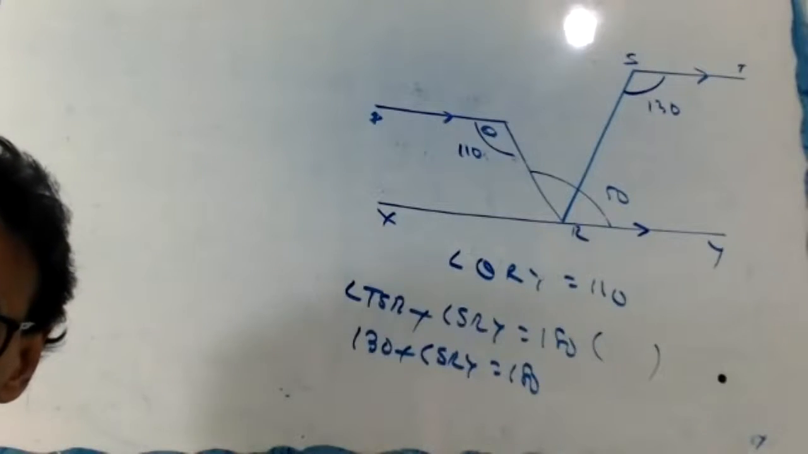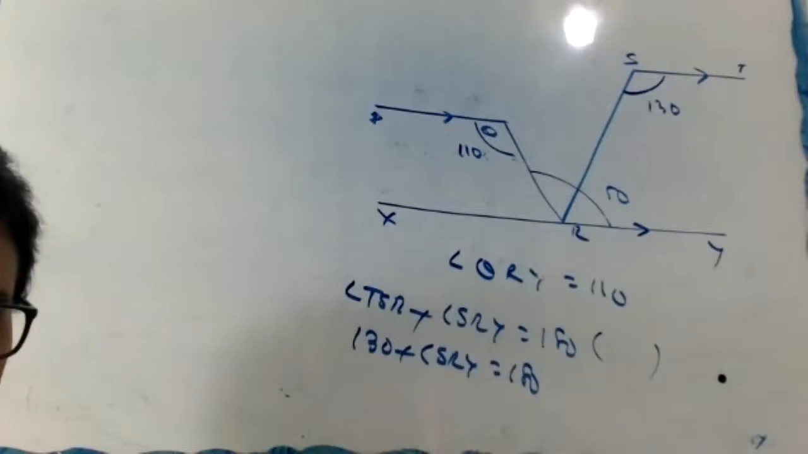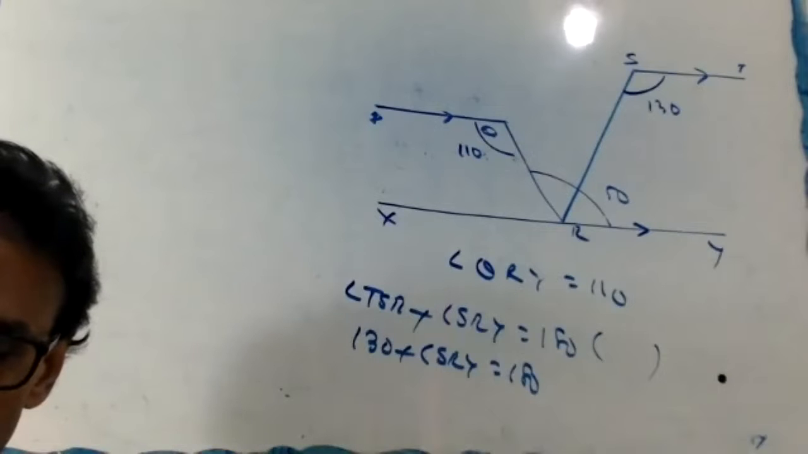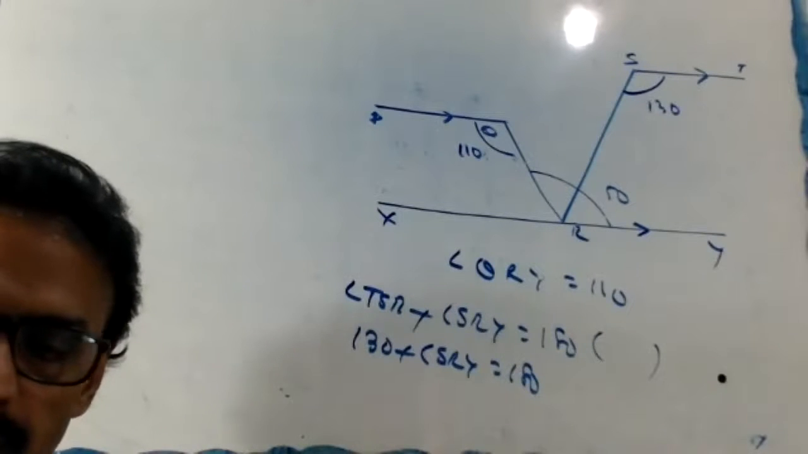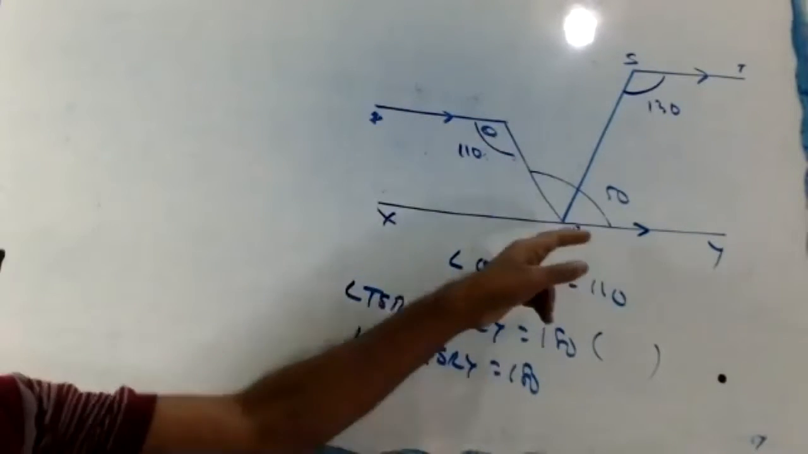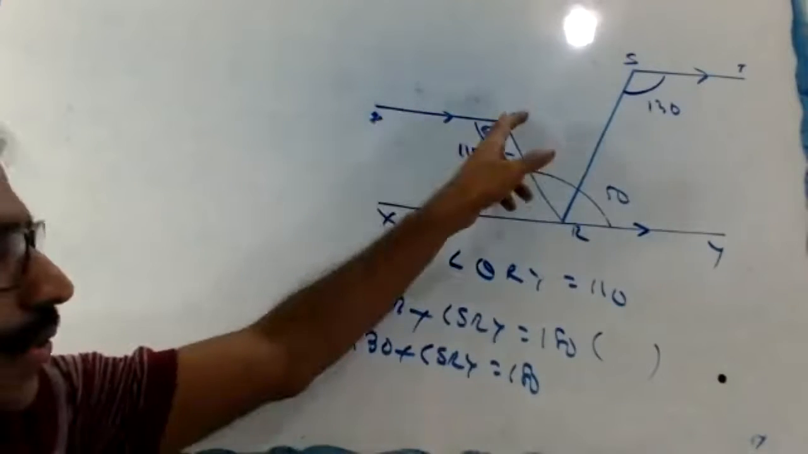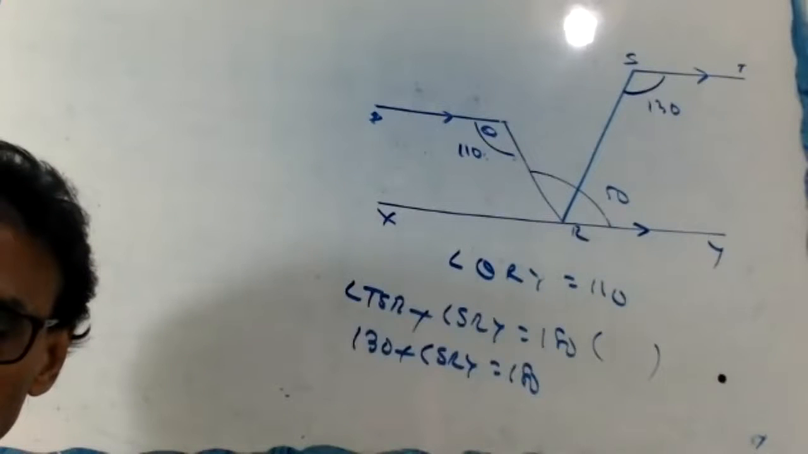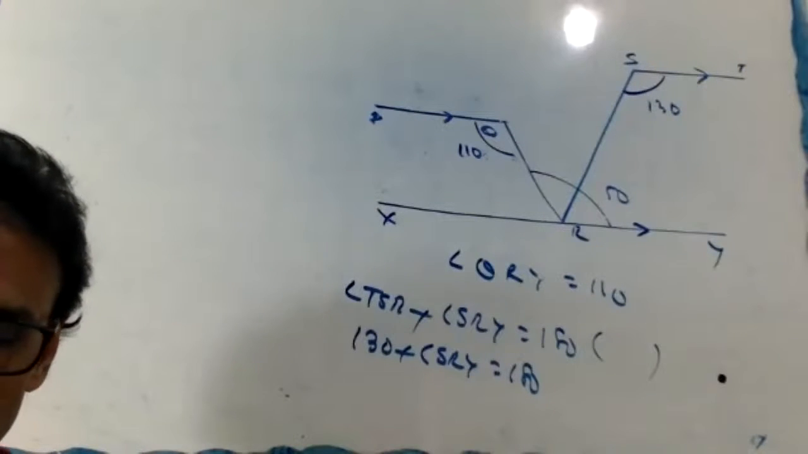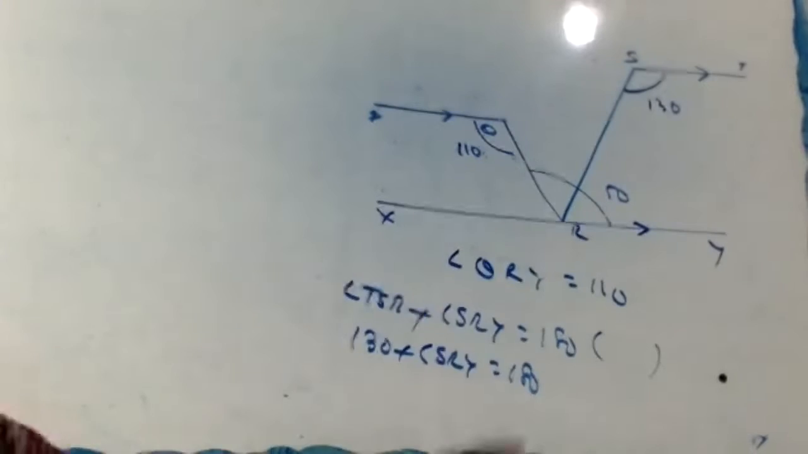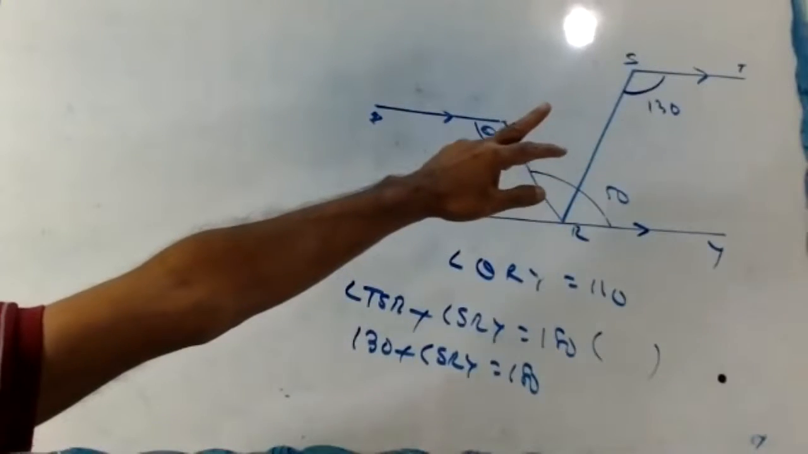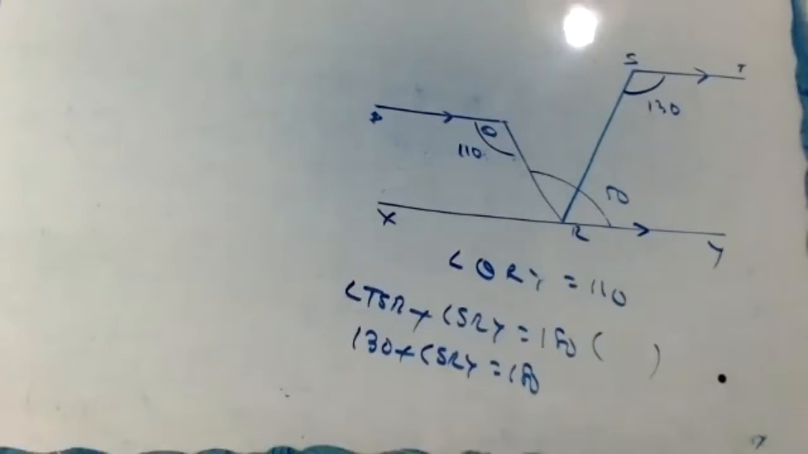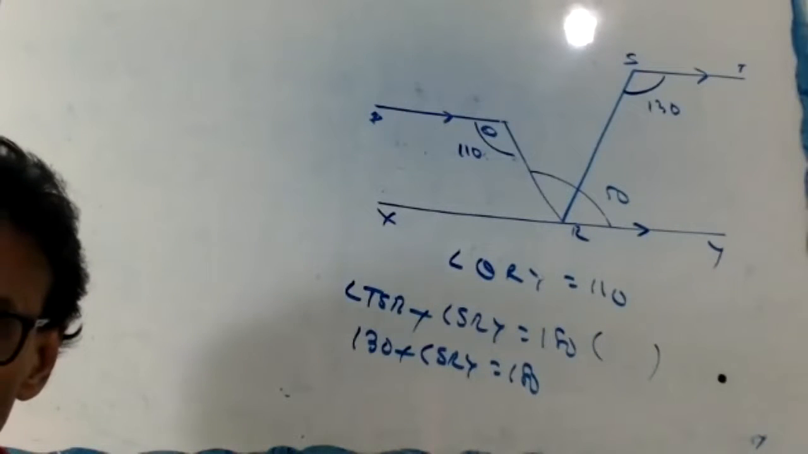Alternate angles. I hope everyone studied what is alternate angles, allied angles, then corresponding angles. Okay. PQR equal to angle QRY. Alternate angles equal to 110. Okay. Next. Angle, look at here. Angle TSR plus angle SRY equal to 180 degree.